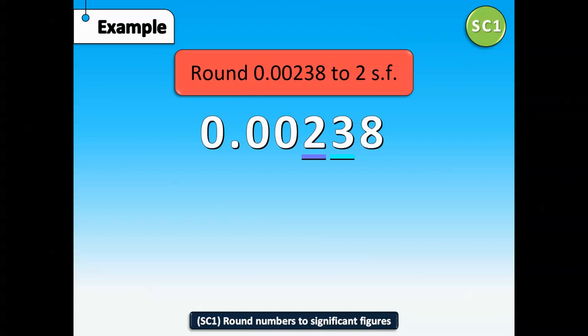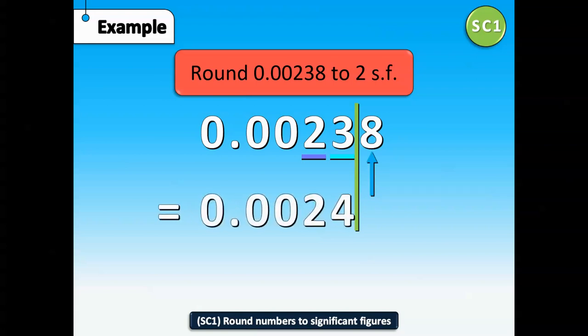So we're either going to round it down to 0.0023, or we round it up to 0.0024. If we put a line behind the second significant figure, the next number after the line tells us whether we round up or down. Because it's 8, that means we round up. So we round it up to 0.0024.